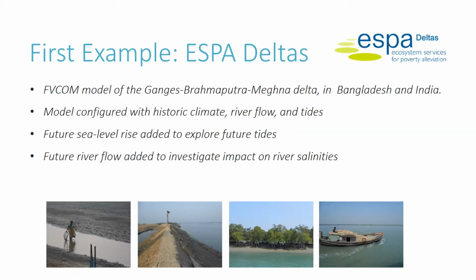The FVCOM model was used recently in a project called ESPA Deltas. ESPA stands for Ecosystem Services for Poverty Alleviation. The unstructured model of the Bangladesh Delta we saw earlier was used to investigate how changing climate and sea level rise, combined with future river flows, would affect future sea levels and salinity on the delta.